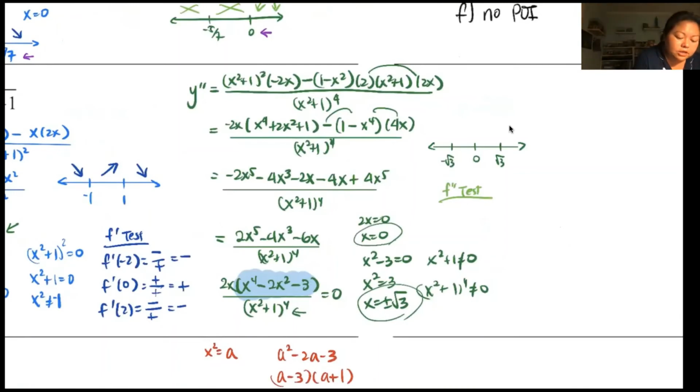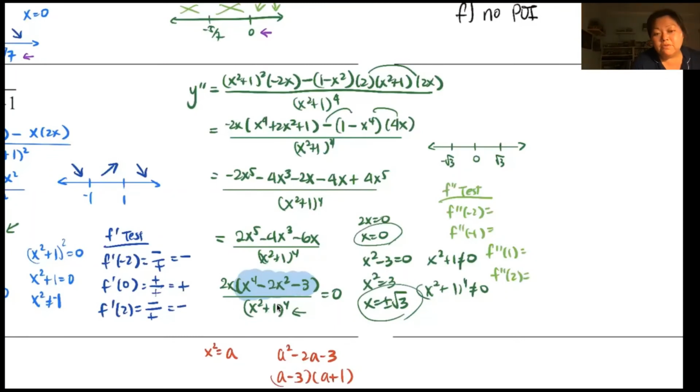Probably negative 2. What's a good number between negative root 3 and 0? Negative 1. And then also positive 1, and then positive 2. Okay, all right. So again, I would most recommend doing it this way. This is the clean, most factored form, so it's a lot easier to test this.